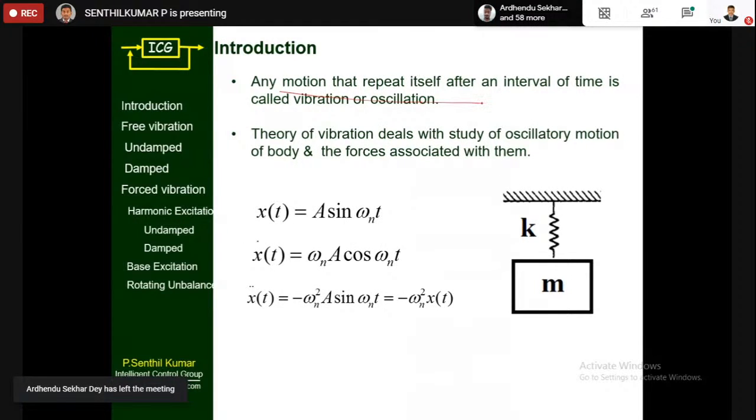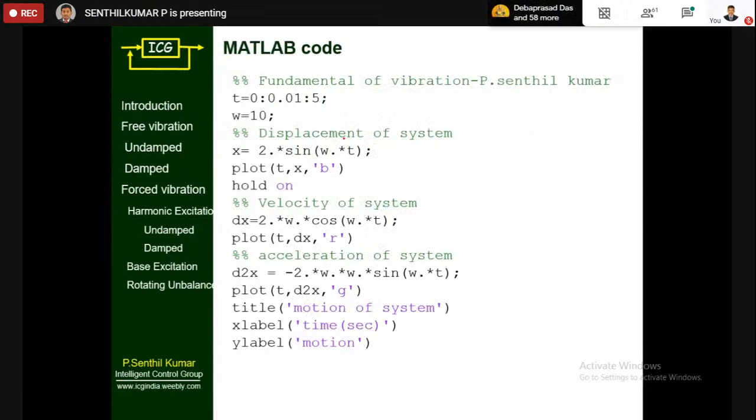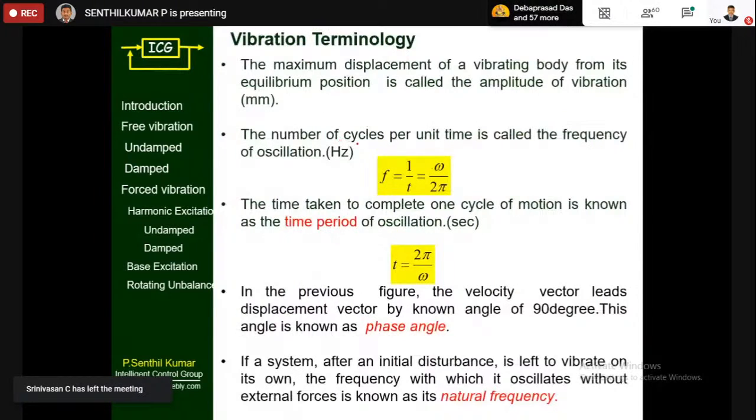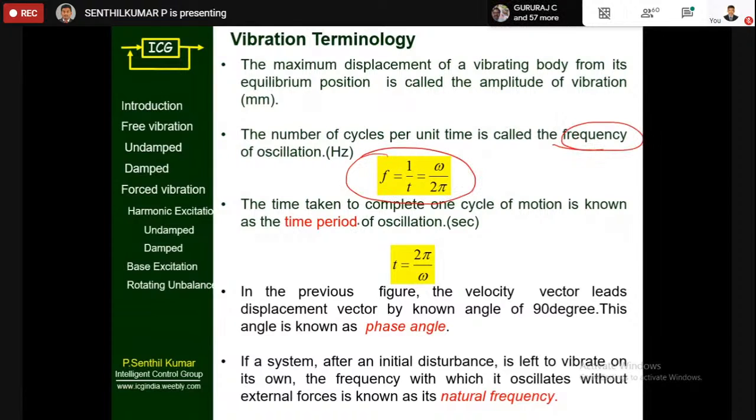What is the meaning of vibration? Any motion which repeats itself is called vibration. Then some basic terminologies in vibration, like hertz and frequency. What is the formula for frequency? Frequency equals 1 by time, which is omega by 2 pi. Time taken is the reverse of frequency: 2 pi by omega.